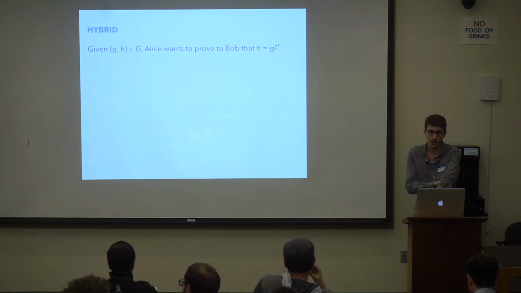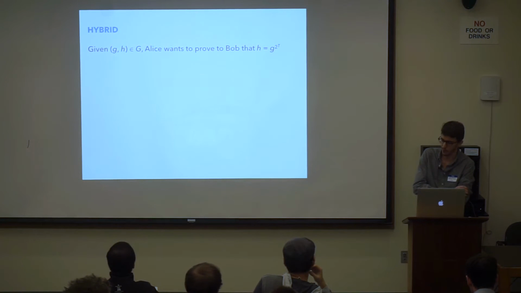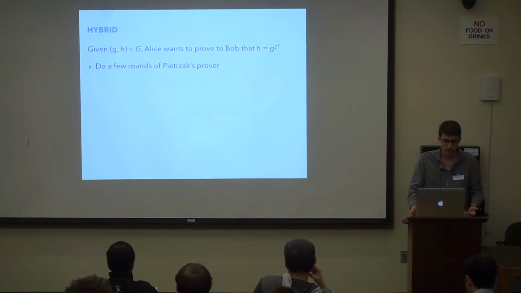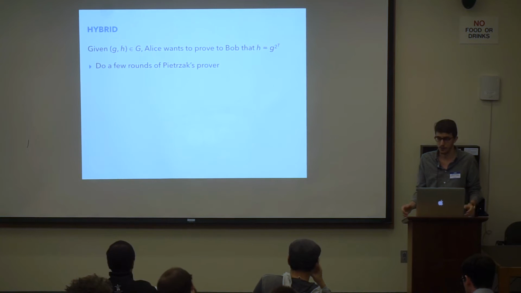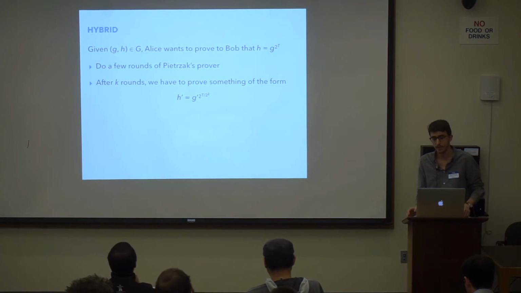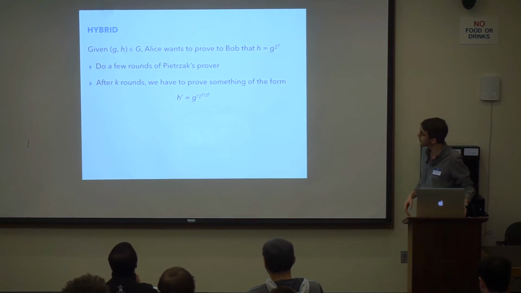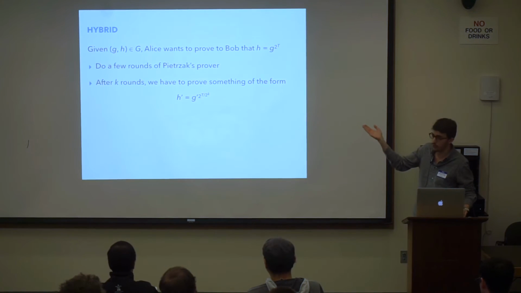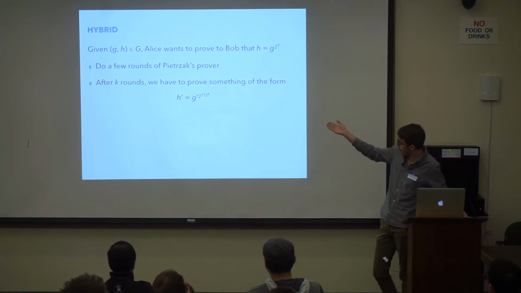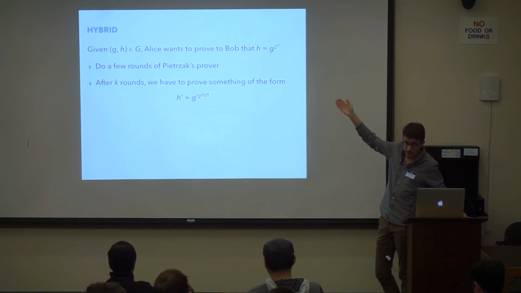So the hybrid construction is pretty straightforward. It's not so difficult to figure out. Still same problem. Alice wants to prove the statement to Bob. They can first do a few rounds of the Pietrzak prover. And after k rounds, they end up proving a statement of the form h' equals g' to the power 2 to the power t divided by 2 to the k.